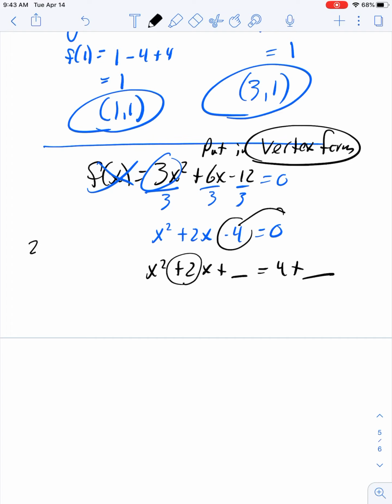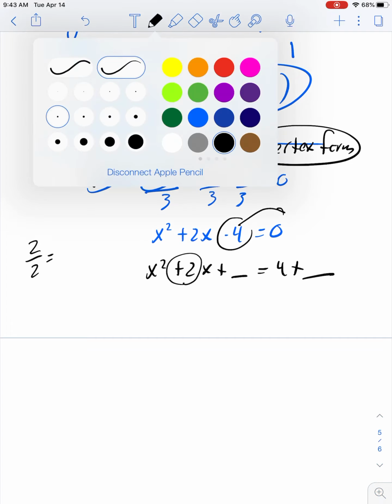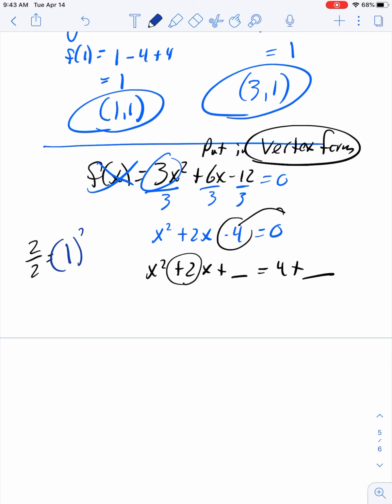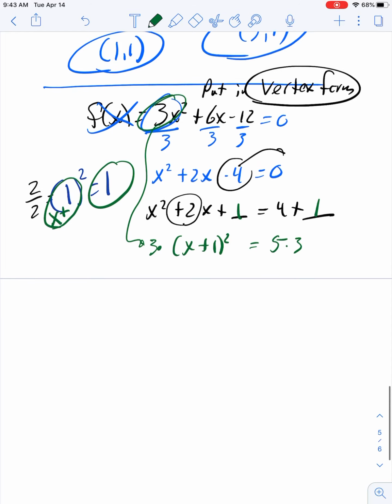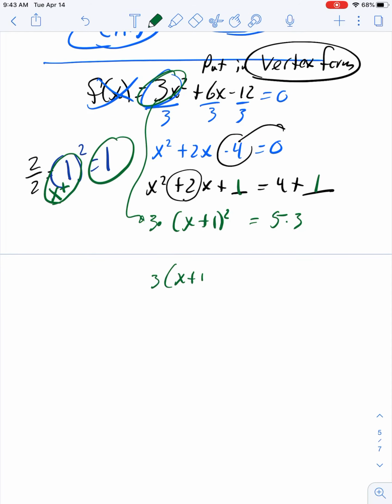Okay, so here's the number there. Take half that. So two things we gotta have is 1, and we got squared equals 1. Okay, so I'm going to use this value first, so that's 1 and 1. And this then would be x plus 1 squared equals 5. And we're putting this into vertex form. So I got to put the scalar back in, and remember my scalar was 3, so we got to multiply by 3 and 3. So I have 3 times x plus 1 squared equals 15.